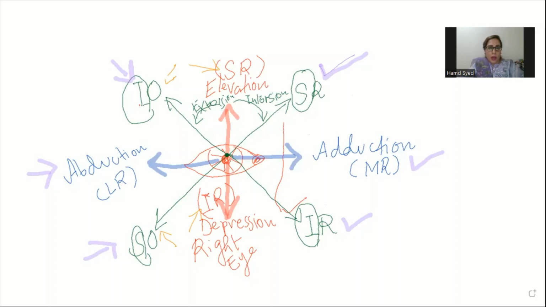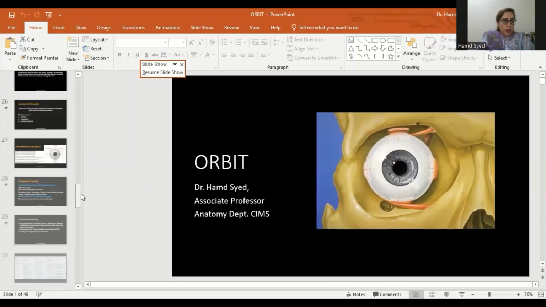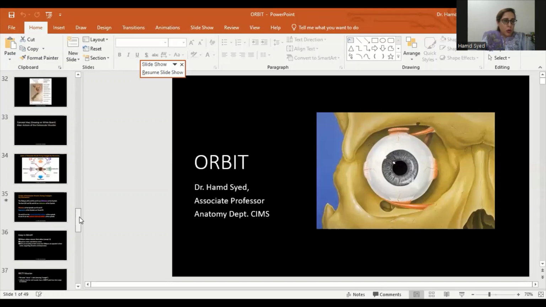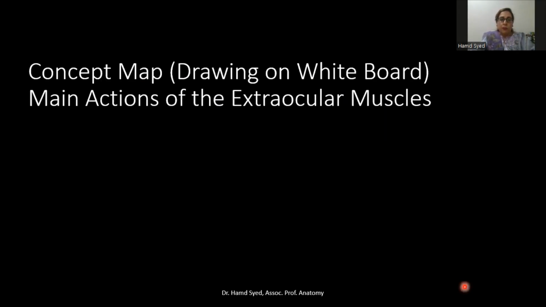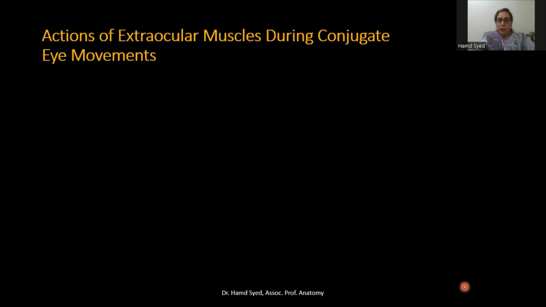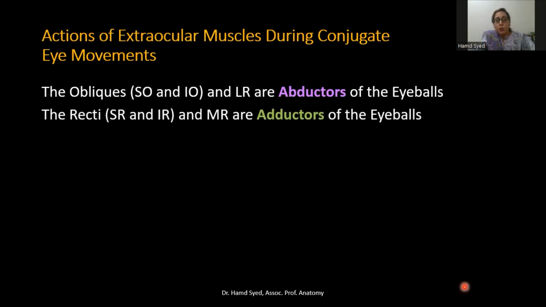Okay, so coming back to our slides, let's go back to our slides over here. And when we were talking about the main actions, we can also summarize these actions. The obliques are abductors of the eyeball, and lateral rectus is the main abductor. The superior and inferior recti and medial rectus are adductors of the eyeball. The MR, remember, is the main adductor. It is supported in this action by SR and IR.